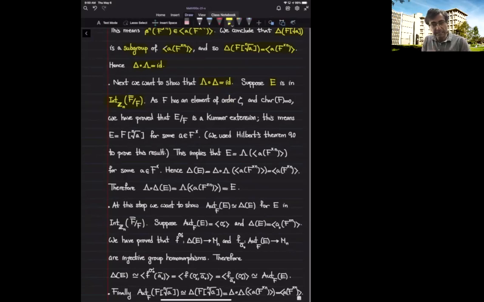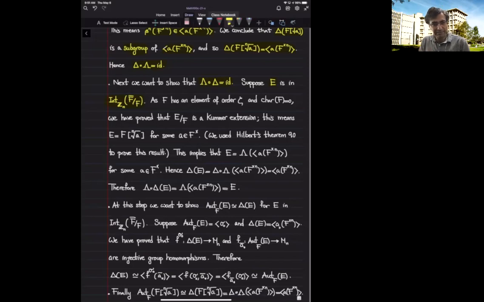It means that E is generated by F and nth root of A for some A inside F cross. How did we prove this? We used Hilbert's theorem 90. We said that if zeta is an element of order n, then when I take the norm of zeta, I end up getting 1. From there, we used Hilbert's theorem 90 and deduce that zeta itself is sigma of beta over beta, where sigma is a generator of the Galois group of this extension.